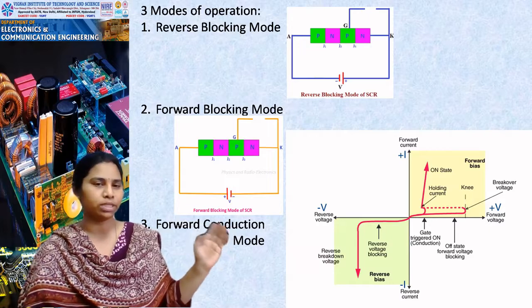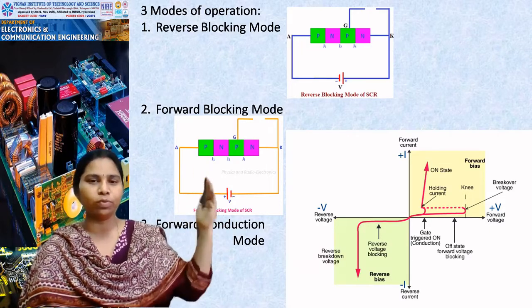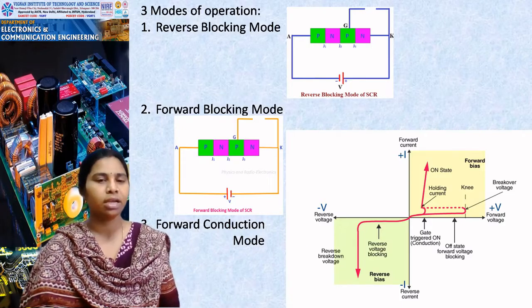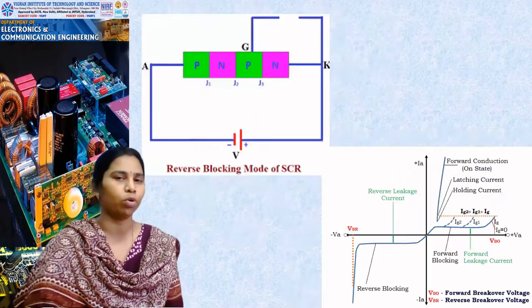How it happens, we will check it. We will go with each and every mode of operation. We will see how this characteristic is derived from this operation. So let us go with the reverse blocking mode first.